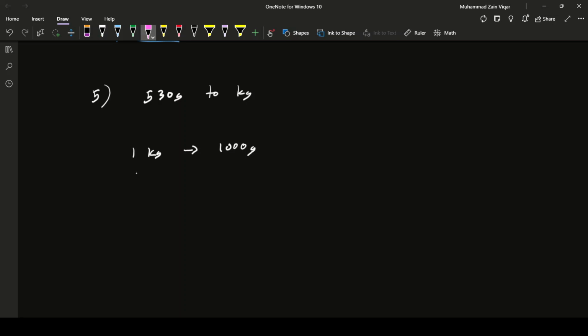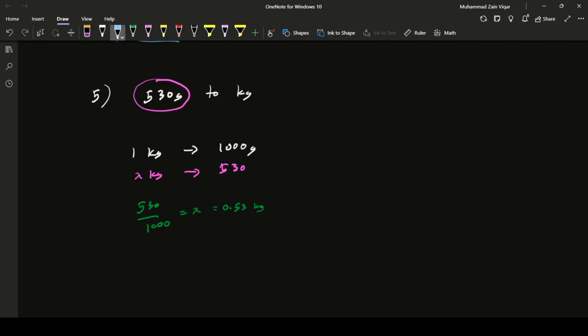1 kg is equal to 1000 grams, x kg would be equal to 530 grams. So we just cross multiply them, and obviously this is the second method I had told you guys about. So we do the cross multiplication, and we end up dividing 530 by 1000 equals x, which would be equal to 0.53 kgs.